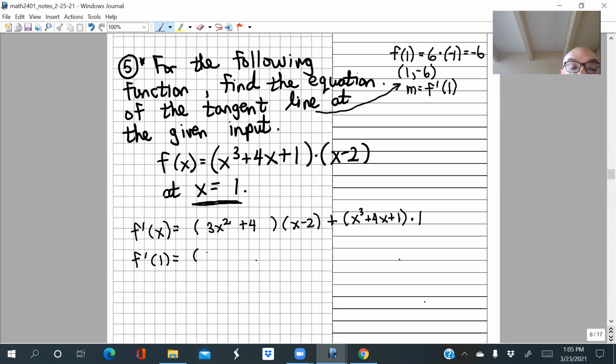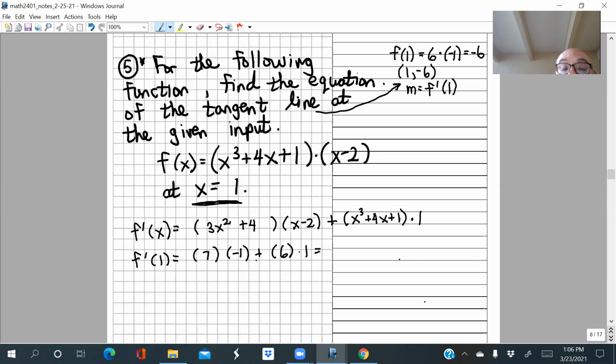And let's see if we can do that arithmetic without multiplying all of these parentheses together. If you plug 1 in for x here, you're going to get 3 times 1 squared plus 4. I think that's 7. And then when you plug 1 in here, you get 1 minus 2, which is negative 1. So you get 7 times minus 1 plus, now when I plug 1 into these parentheses, it looks like I get 1 cubed plus 4 times 1 plus 1, that's 6. 1 plus 4 plus 1 is 6, times 1.